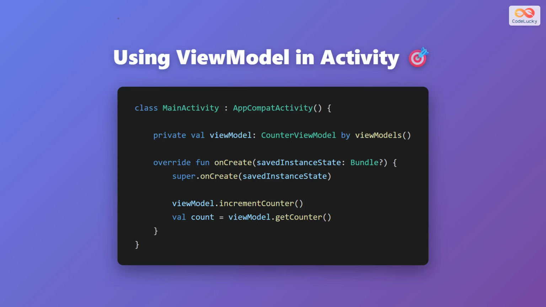To use a ViewModel in your activity, you first declare it using the viewModels delegate. This is a concise Kotlin property delegate that automatically creates and retrieves the ViewModel instance. Inside the onCreate method, you can call methods on the ViewModel, such as incrementCounter, and retrieve data using getCounter. Notice how simple and clean this code is, with the activity only responsible for UI interactions while the ViewModel handles the data.